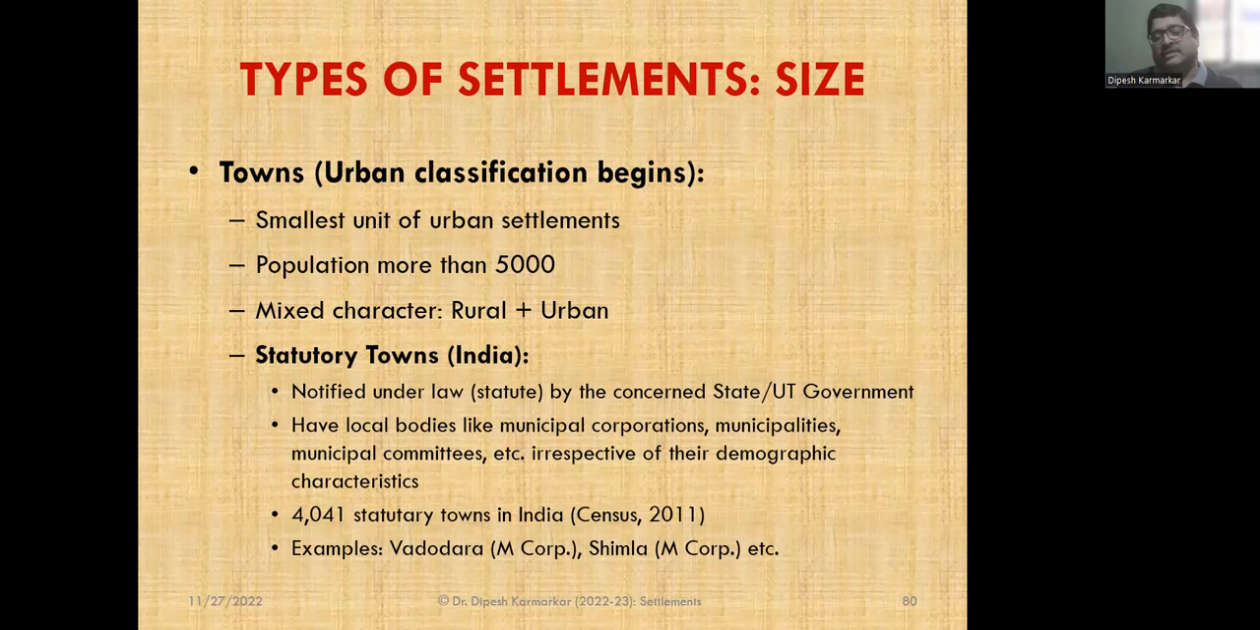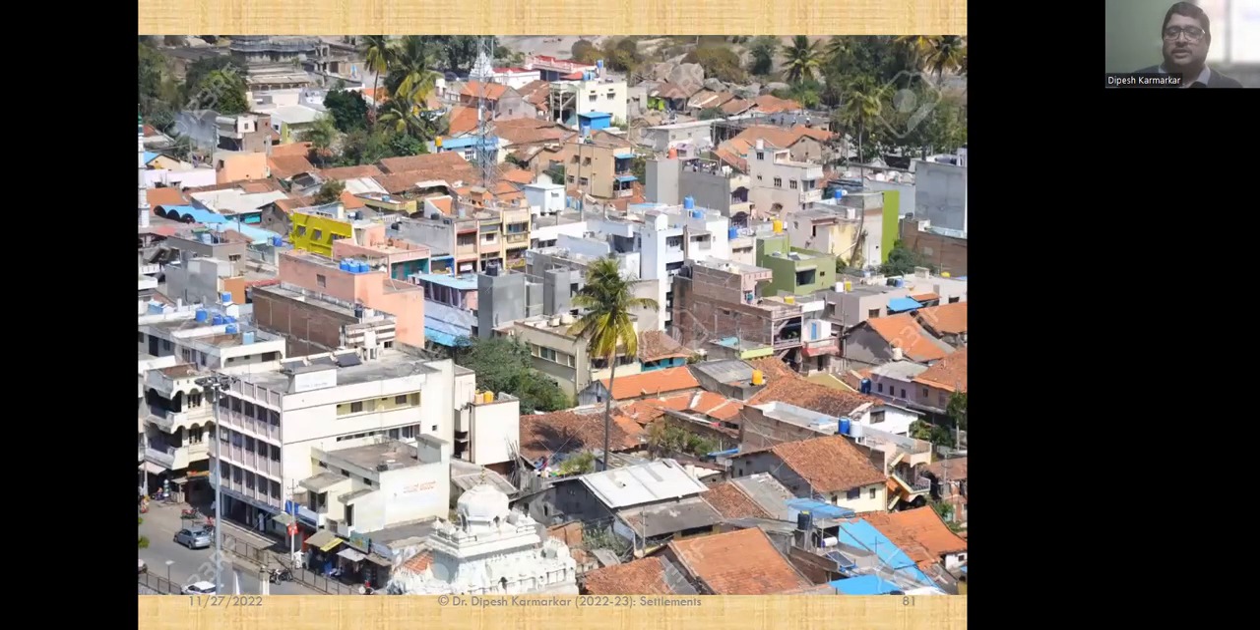As per the 2011 census, India has about 4,041 statutory towns. Obviously, we are in 2022 and we are waiting for the 2021 census to begin, so the number of statutory towns might have increased, but we'll go by the 2011 census figures. There are innumerable examples, but for the purpose of mentioning in your examination, you can mention Vadodara Municipal Corporation and Shimla Municipal Corporation, and any other municipal corporations where you stay can also be cited. So the images are shown.